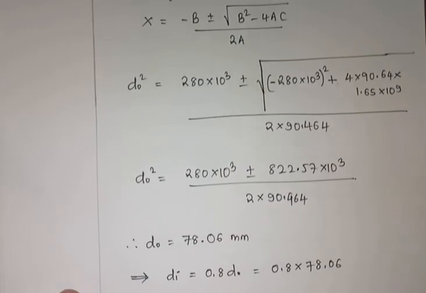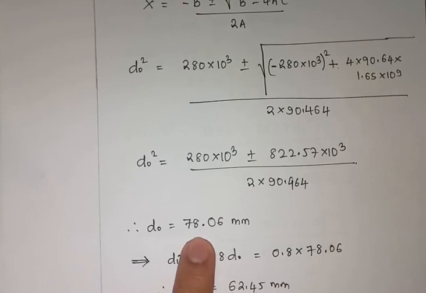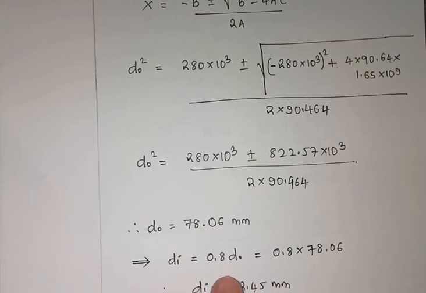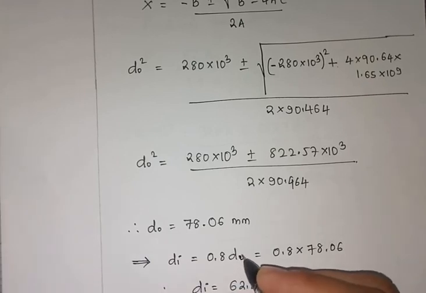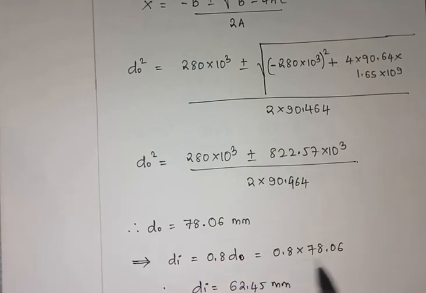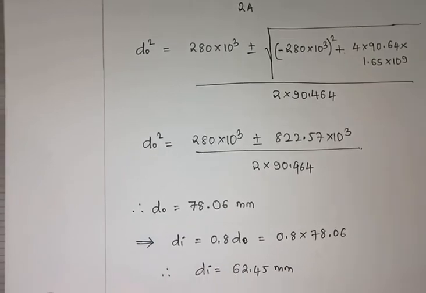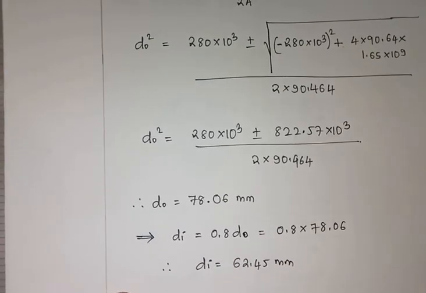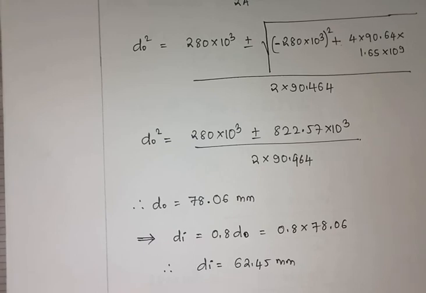So that is what I have written here, 78.06, and we know that di is equal to 0.8 times d naught, right? So 0.8 times d naught is 62.45. So these are the two values of the diameters, right? So be careful while simplifying this very important problem from your exam perspective, because here you are getting a fourth order equation, and how you are going to tackle that is the logic, right? So practice this problem, a very important one.